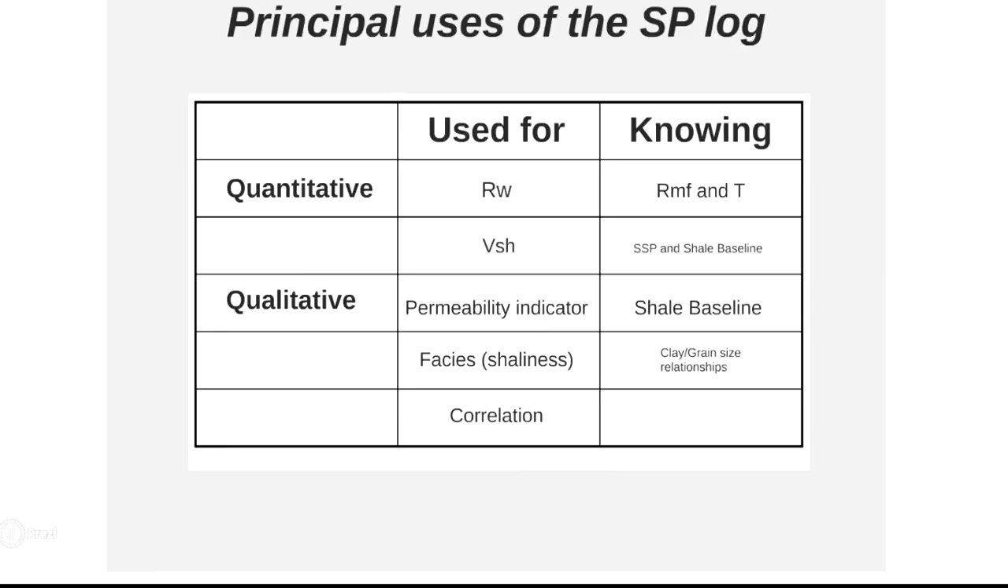Principal uses of the SP log. Let's review some of the knowledge that we take from this video. First of all, the SP log is used for resistivity of water and volume of shale. The SP log is used as a permeability indicator, for finding facies, and as a correlation tool. For resistivity of water, we need RMF and T. For volume of shale, SSP and shale baseline. For the permeability indicator, the shale baseline, and for facies, clay and grain size relationships.